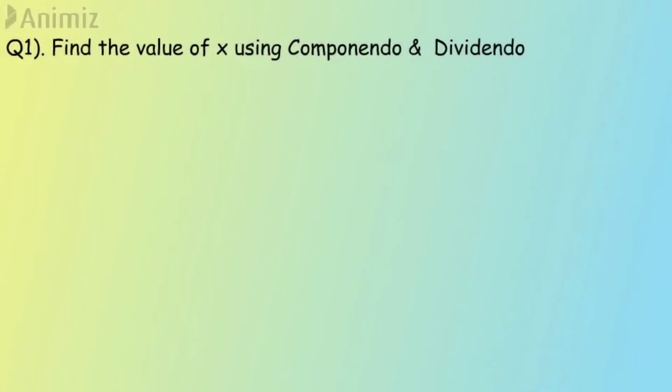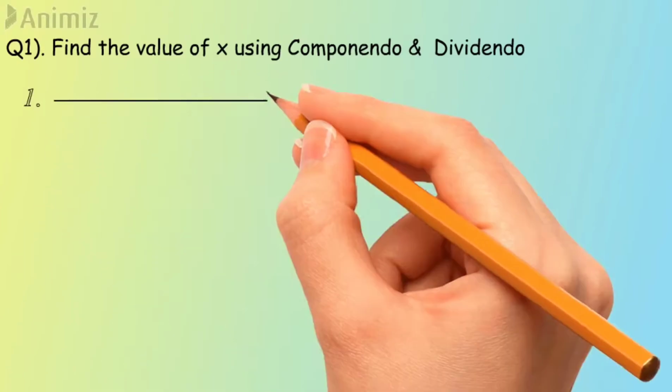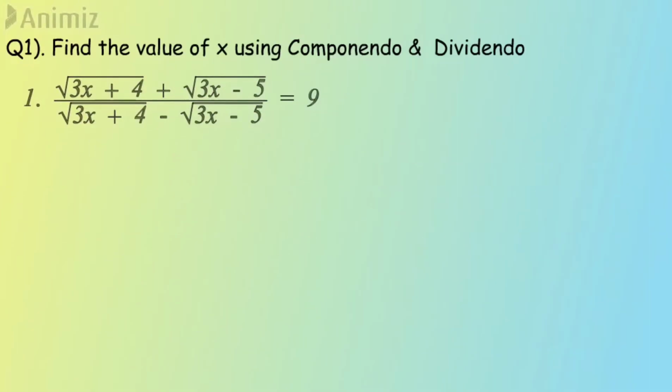Students, let's do the sum. Find the value of x using componendo and dividendo. Now, first sum. I have taken two roots. One is under root 3x plus 4, the other is under root 3x minus 5. Numerator and denominator are the same, only there is a difference of sign. Equal to 9 I have taken.